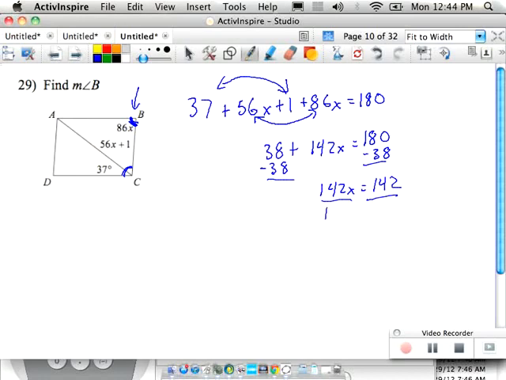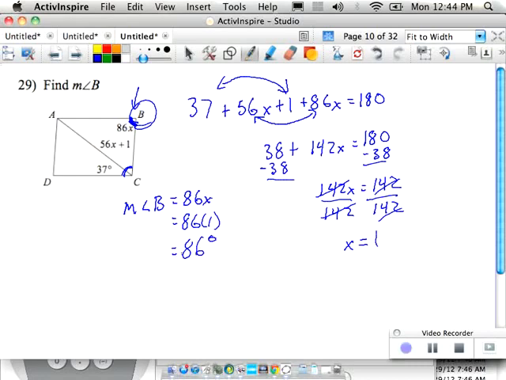Well, this should be pretty obvious at this point. X has to be 1 in order for this to be true. But if I were to simplify both sides, I would get x equals 1. So now I got to figure out what angle B is. I know that the measure of angle B is equal to 86x. Well, x is 1, so that's just 86 times 1, or 86 degrees. So when it says find a measure, we got to solve for x first and then plug it back in.